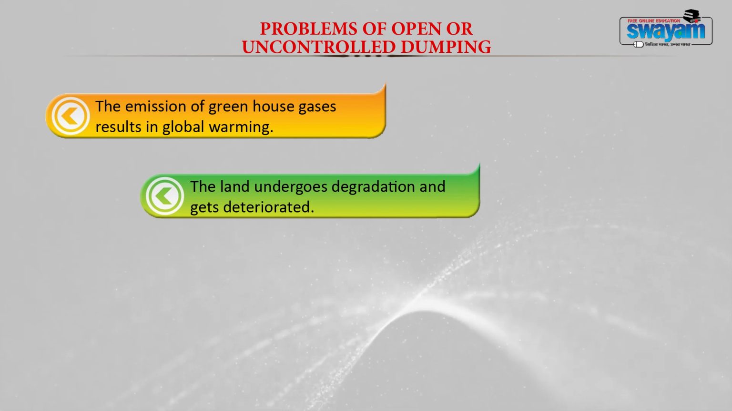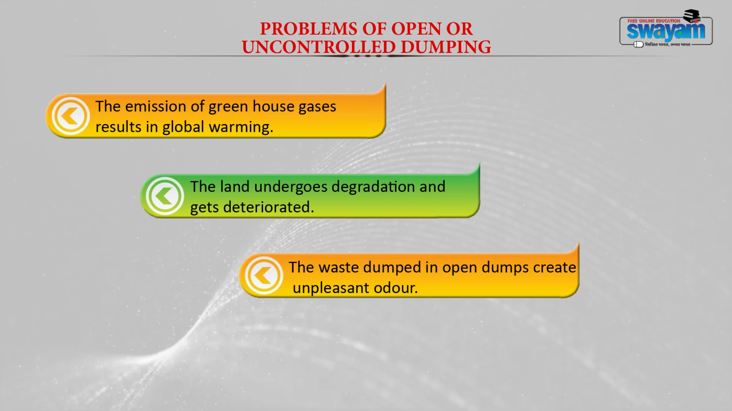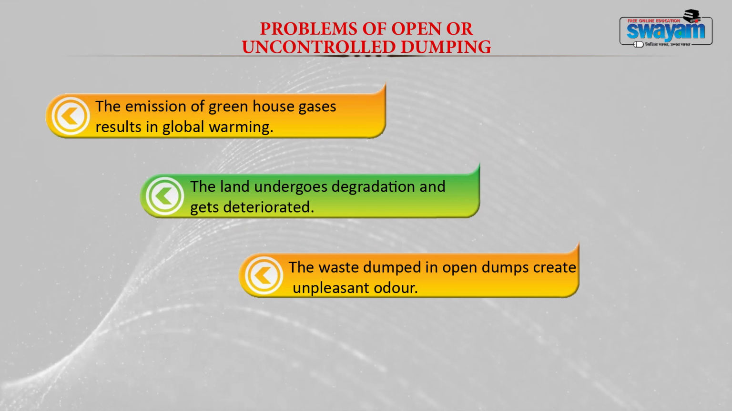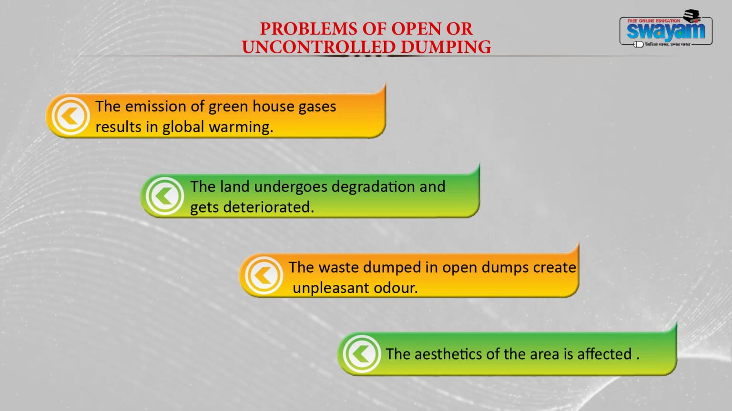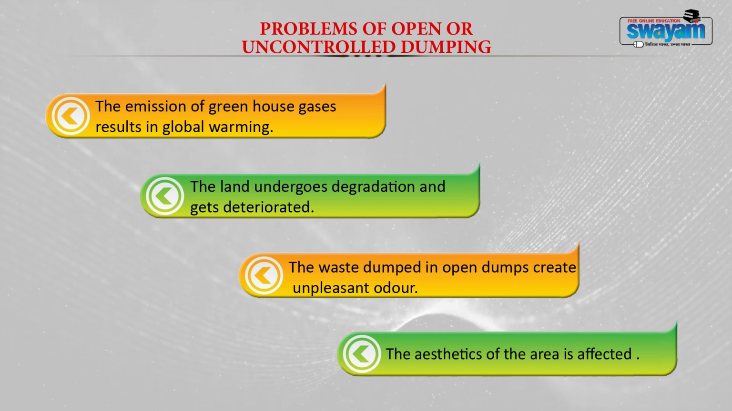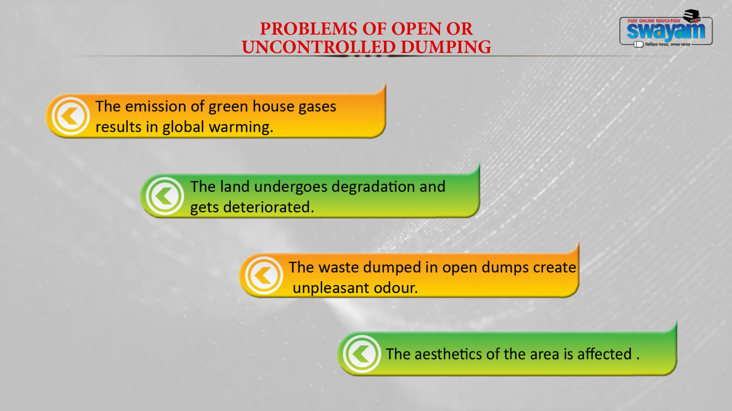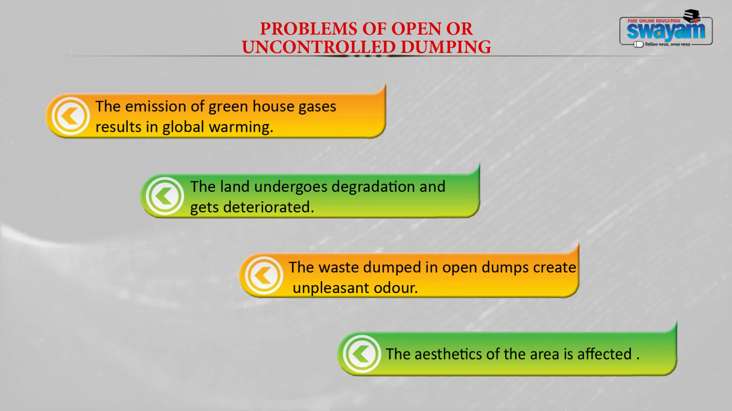Another problem with open dumps is that wherever you dump or dispose of this waste, land degradation takes place and the land gets deteriorated. The waste dumped in open dumps creates an unpleasant odor, and also it affects the aestheticity of the area. Aestheticity means the area where you dispose of the waste will give an unpleasant look. You will not like to look at those areas where the waste is just piled up in an open area. So, that is the aestheticity. I mean the beauty of the area is lost.